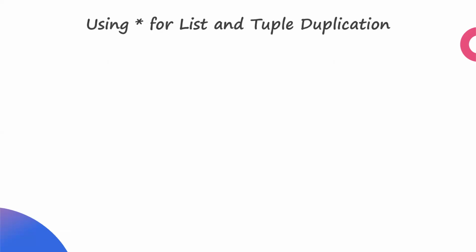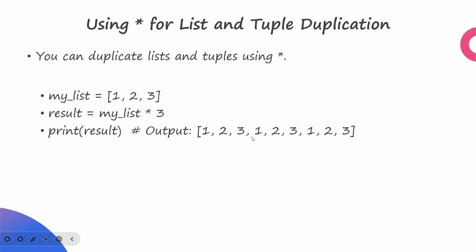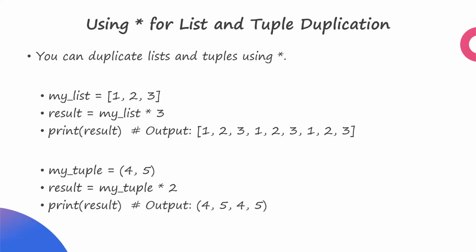Okay, so you can also use the multiplication operator to multiply or duplicate a list. You have lists like this. If you multiply it by 3, it's going to give you 1, 2, 3, 1, 2, 3, 1, 2, 3. So whatever we have in the list, it will give you 3 times. The same thing with a tuple, 4 and 5. You multiply it by 2 to give you 4, 5, 4, 5.